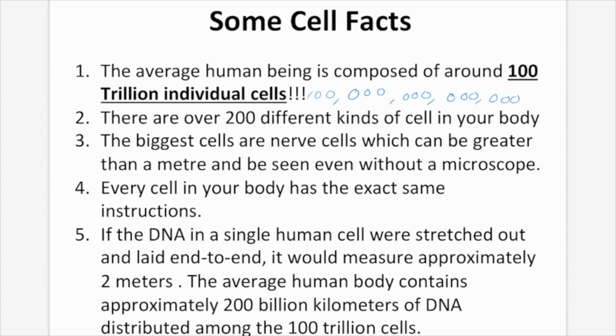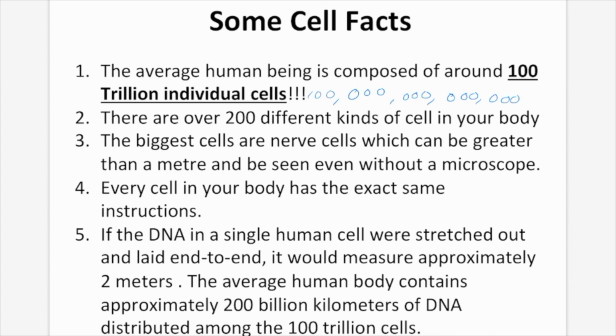There are over 200 different kinds of cells in your body. The biggest cells are nerve cells, which can be greater than a meter. It can be seen without a microscope. Every cell in your body has the exact same instructions, which is pretty amazing considering the difference between a brain cell and a foot cell, and yet it has the exact same set of instructions, the same blueprint.